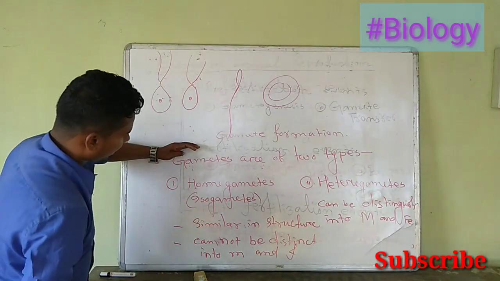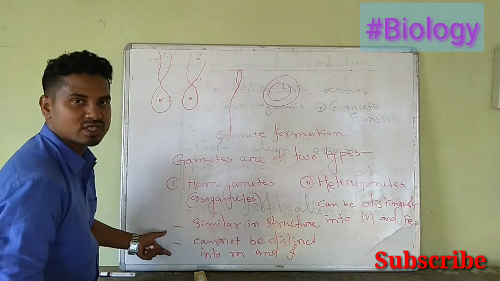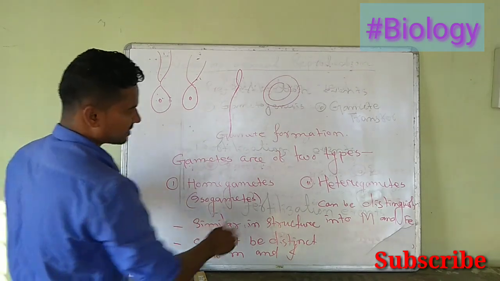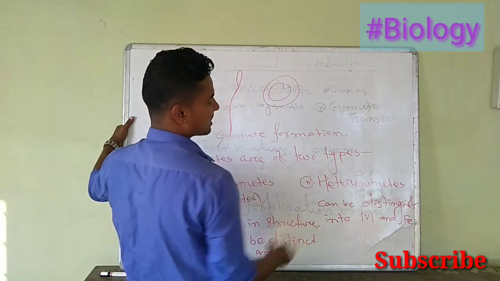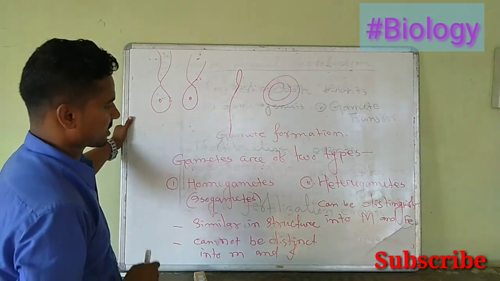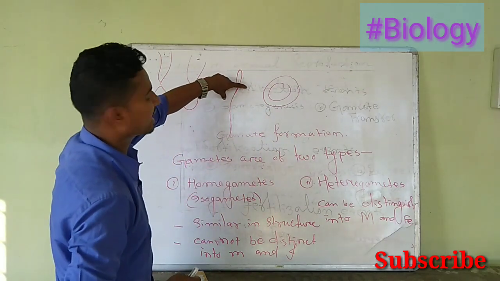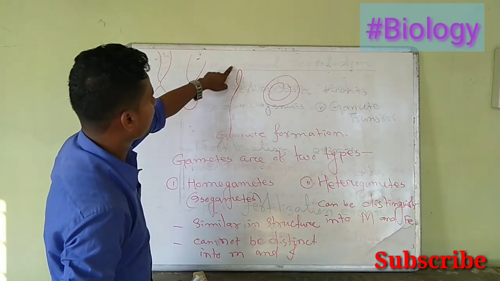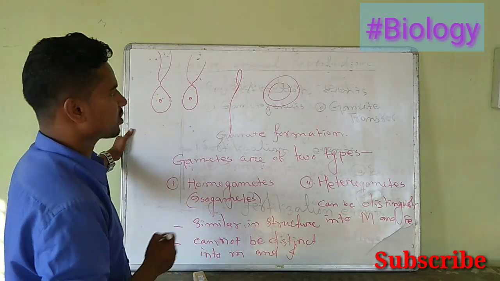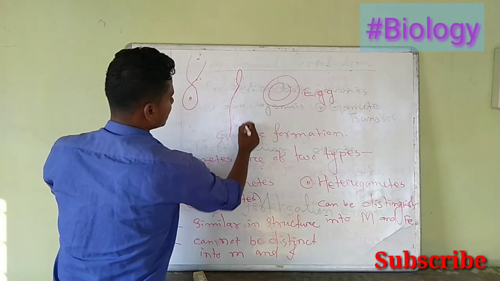So gametes are usually of two types. One is called homogametes and the other is called heterogametes. Homogametes are those gametes which are alike, that means the male and female gametes look the same. But in case of heterogametes, the gametes are distinct, that means the male and female gametes have different size and structure. We have given the example of human beings. The male gamete, known as sperm, looks like a rod, but the female gamete is almost circular or oval, basically an ovum. And this is the sperm.